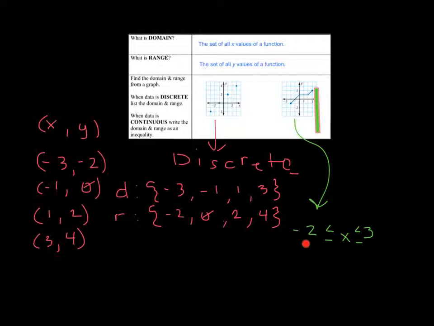So this includes all the values from -2 to +3. Now let's go ahead and look at our range. So for our range, that's up and down. So you go from your lowest point on the graph to the highest point on the graph.